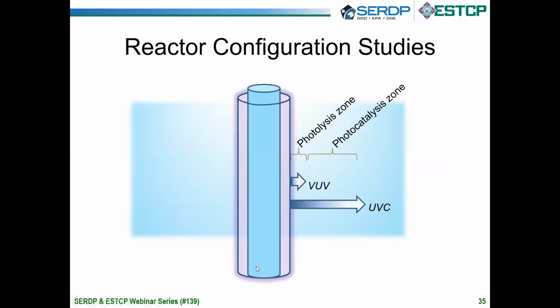Anytime you have a UV lamp submerged in a suspension, the vacuum UV can only penetrate about a millimeter or two into the solution. So all of the photolysis will occur very close to the lamp. So I've labeled this the photolysis zone. But the UVC can penetrate much further away from the lamp and is actually much more intense. And so we may as well utilize this UVC emission by having the photocatalyst present and keeping the reactor wall spaced somewhat from the lamp.